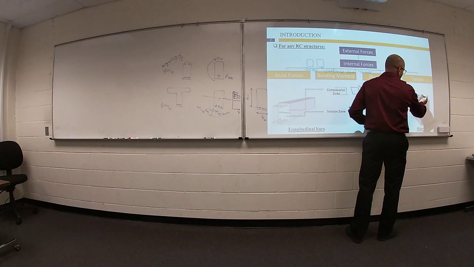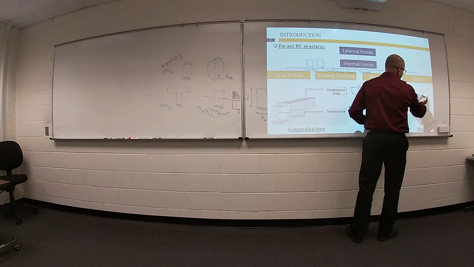How many legs do you have? One, two. So area Av equals two times what? Two times 0.11 equals 0.22. Number four, the area is 0.2 inch square. How many legs do you have? Two. So two times 0.2 equals 0.4 inch square area.